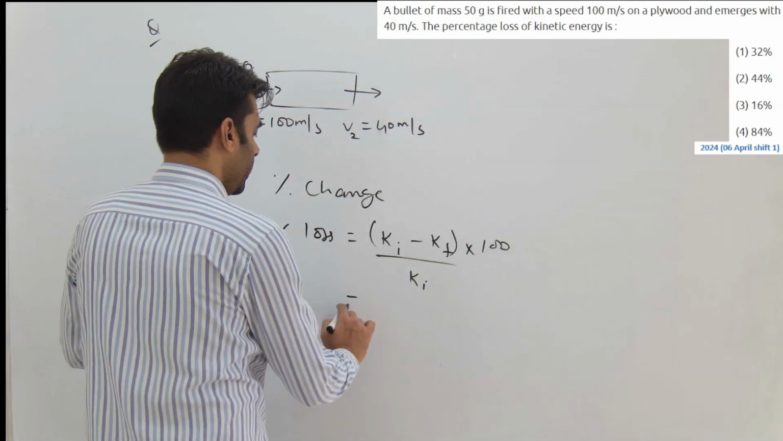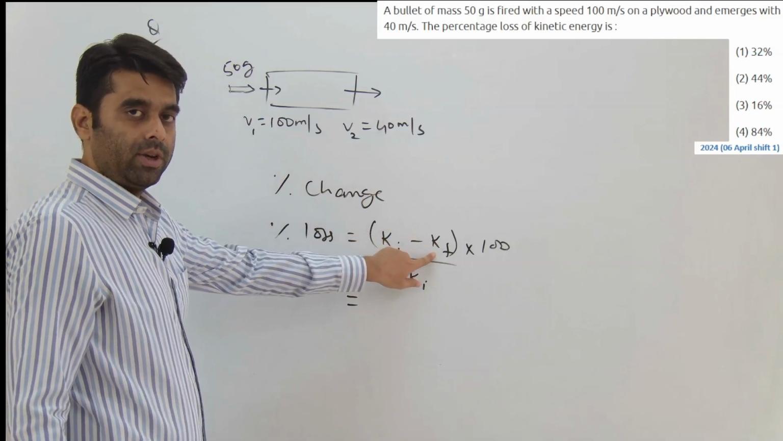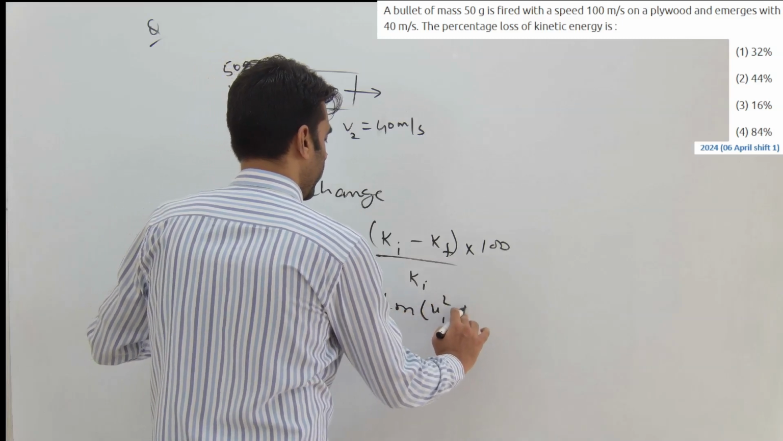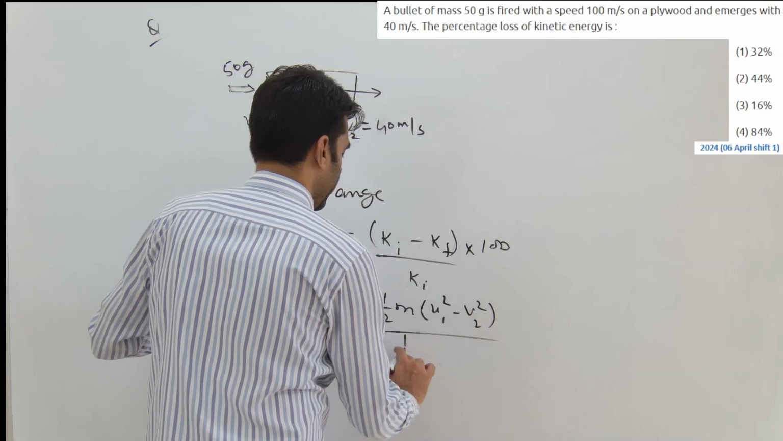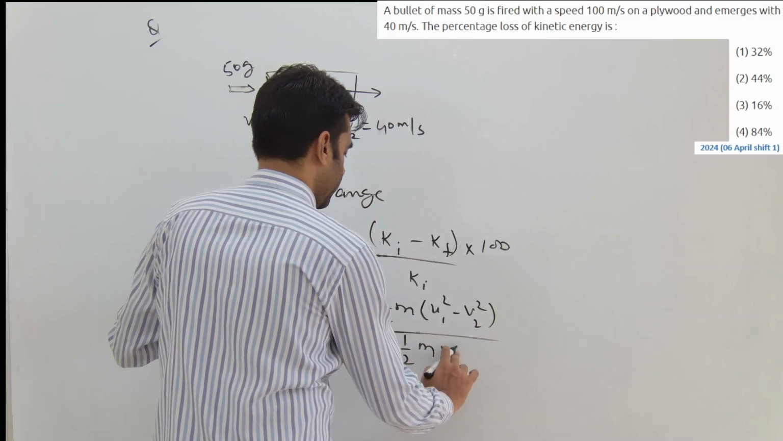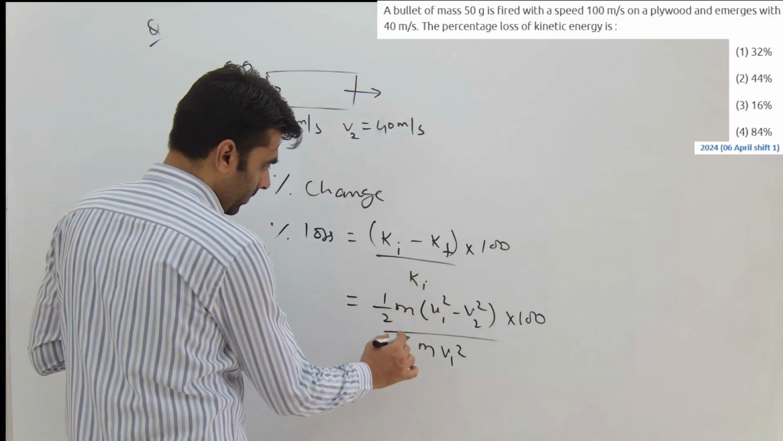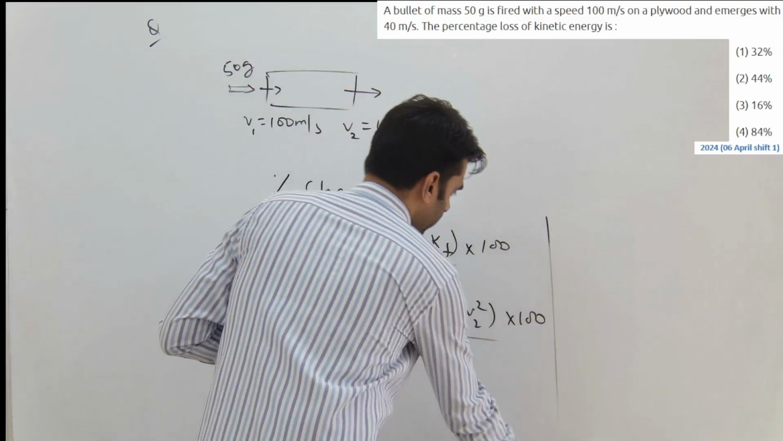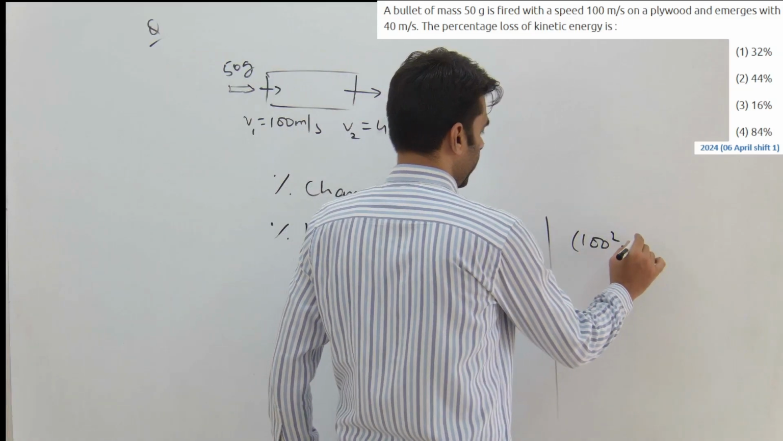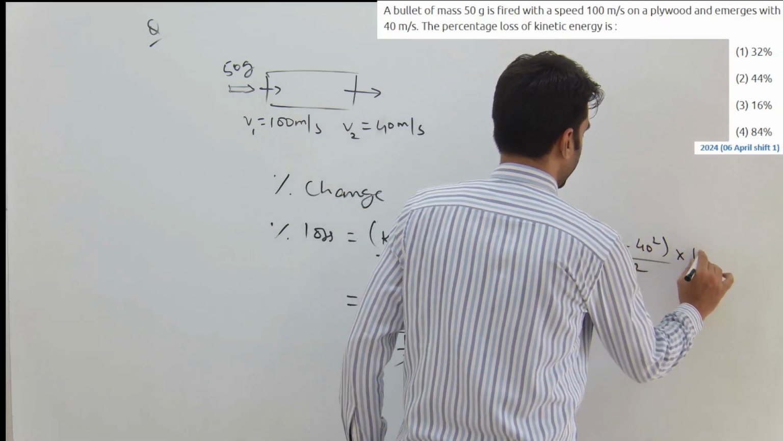Now let us write down the initial kinetic energy, which will be half m v1 square, and the final kinetic energy is half m v2 square. So this one I can write as half m times v1 square minus v2 square divided by half m v1 square into 100. Let us substitute all the values. First of all, half m will cancel out. It comes out to be 100 square minus 40 square divided by 100 square into 100.